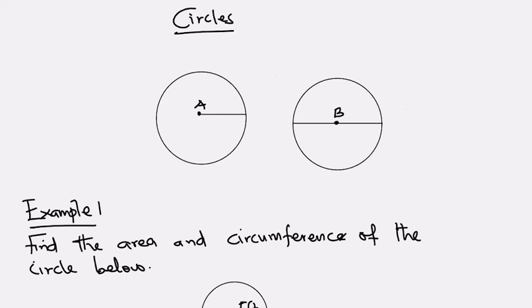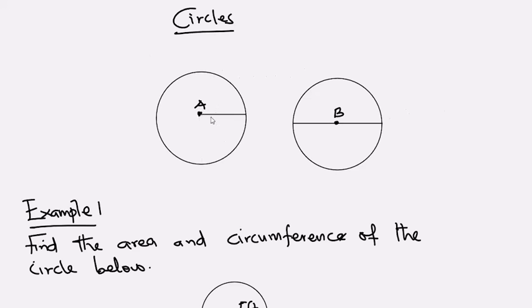In today's tutorial, we're going to talk about the area and circumference of a circle. But before we solve an example on this, we want to talk about the parts of a circle. Now consider a circle with center E.